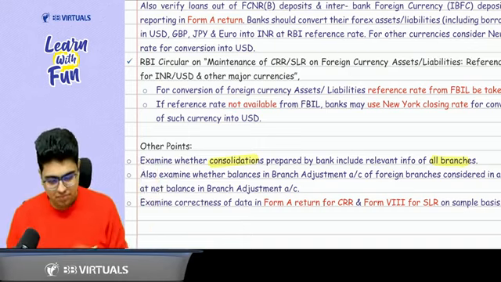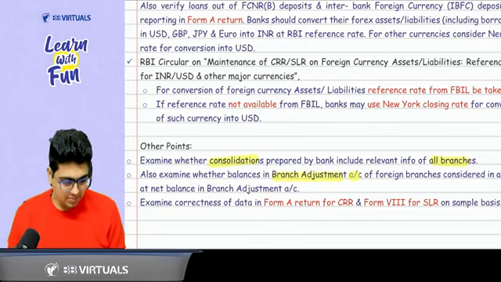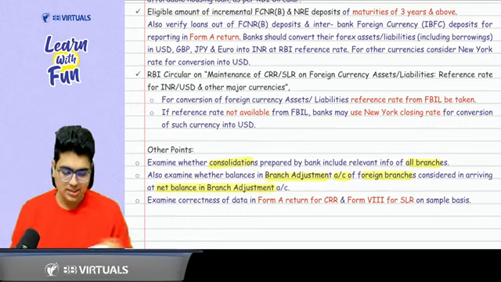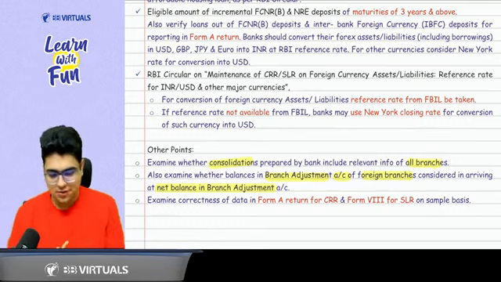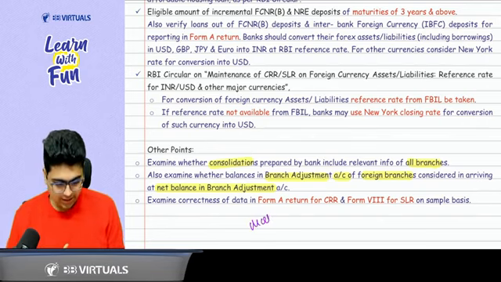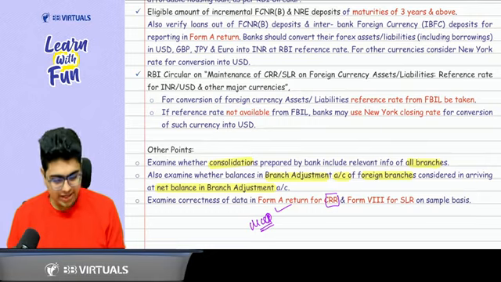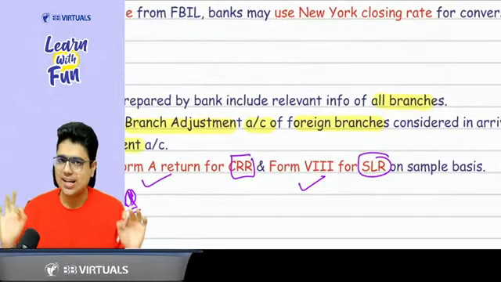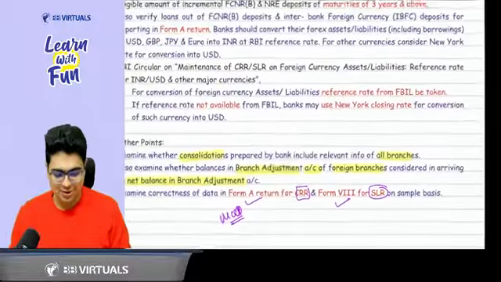Also remember, the balances of the branch adjustment account of foreign branches are also considered while arriving at the net balance of branch adjustment account. And last, just for MCQ purpose, please remember that for CRR there is a Form A return, and for the SLR there is a Form 8 return. So A and 8, both are rhyming.